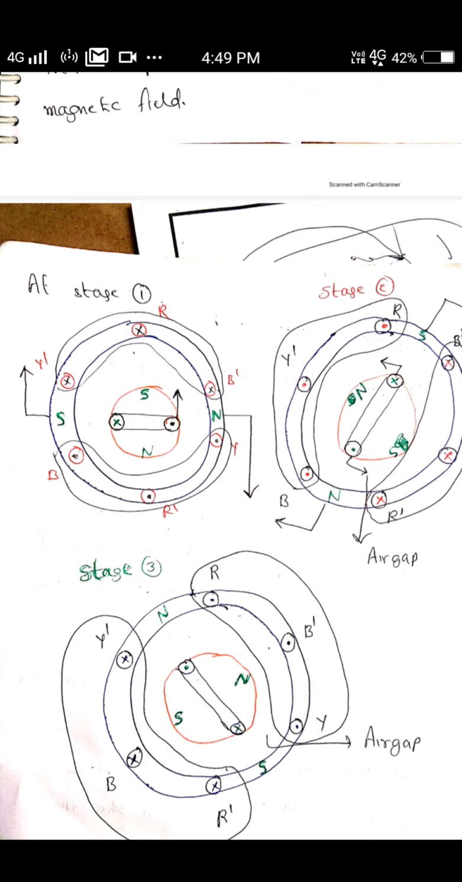Fleming's right hand rule: what are the inputs? Conductor motion and flux direction. But here, is the conductor moving or not? The conductor is stationary. What about the magnetic field? Rotating. So with respect to the magnetic field, we can say the conductor is moving. If the magnetic field is rotating clockwise, the conductor moves anti-clockwise with respect to the magnetic field. Here the magnetic field is rotating clockwise as we discussed, that's why the conductor moves anti-clockwise.